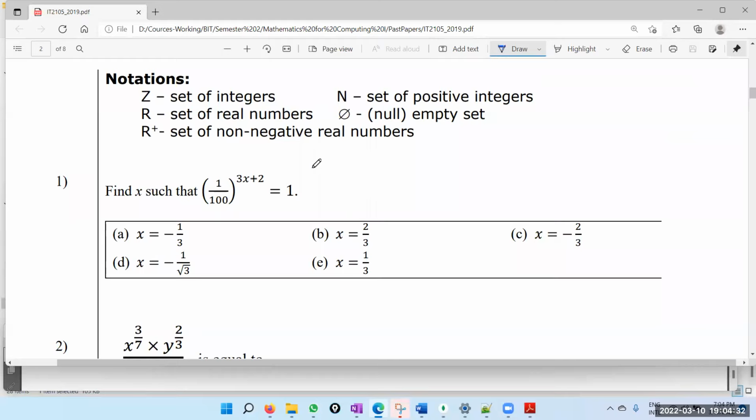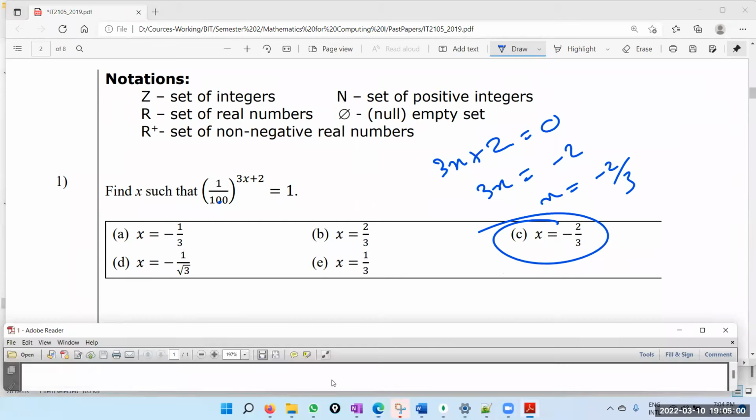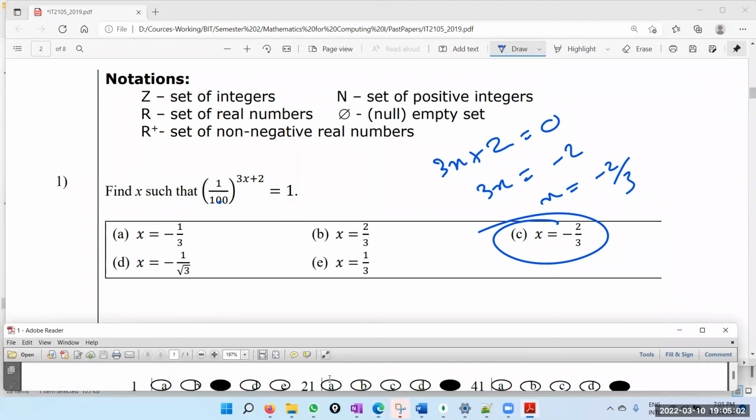We know from our knowledge of indices that the 0th power is always 1. Right? So we don't mind what this number is, its 0th power is always 1. Therefore, 3x plus 2 equals 0. 3x equals minus 2, x equals minus 2 by 3. So the answer must be C. That is not a difficult question if you know the concept. If you are very sure about the concept, we did this rule, right?